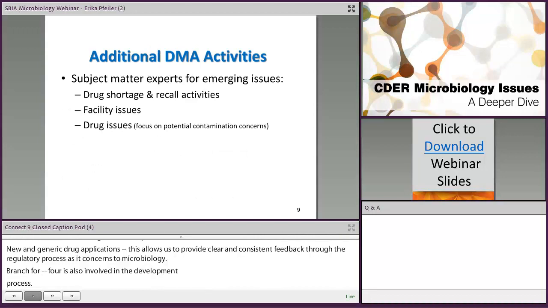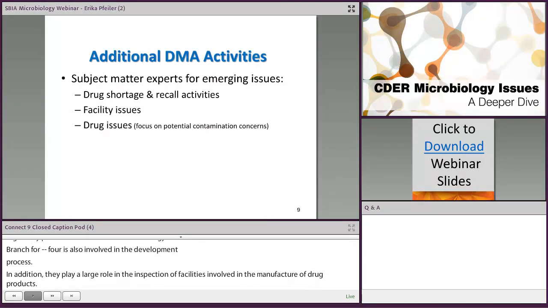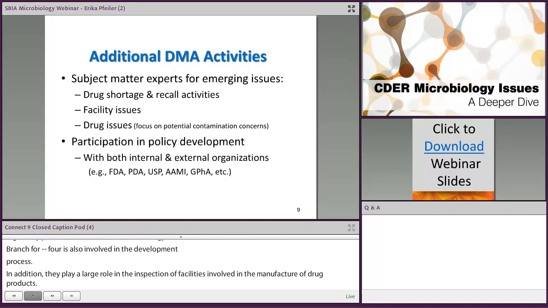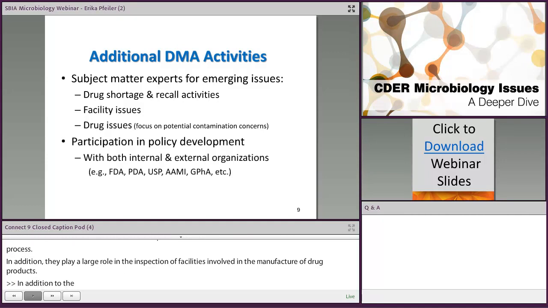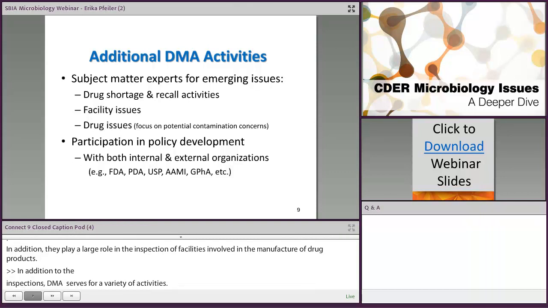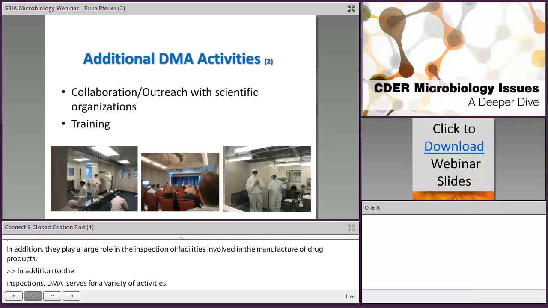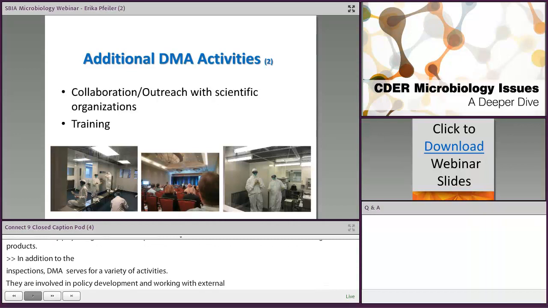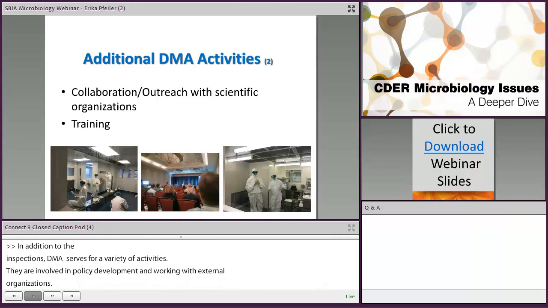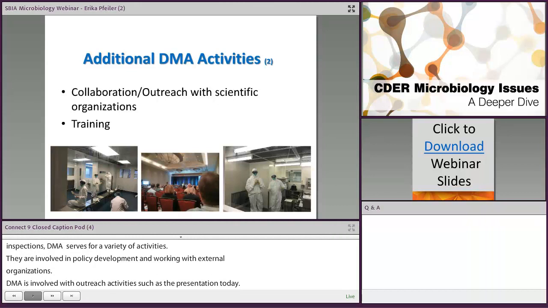In addition to the day-to-day work of review and inspection that take up most of our time, DMA plays a larger role in the agency by serving as subject matter experts for a variety of CDER and agency activities. DMA members are involved in policy development, whether that's internal guidance and regulation writing, or working with external organizations to write technical standards. And finally, DMA is very involved in outreach activities such as today's presentation, and we're also able to take advantage of a number of training opportunities, such as those available through the Parenteral Drug Association, to help us train our large numbers of new staff.